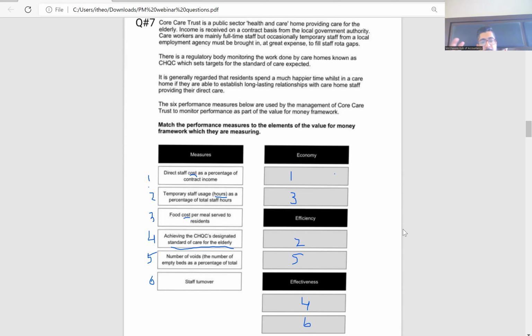Because efficiency measures resources, right? So staff, beds, they're both resources of the organization, right? So this is measured efficiency and effectiveness is the objective.